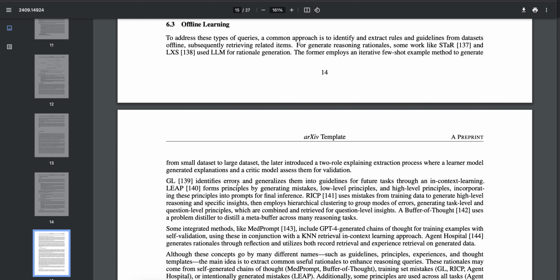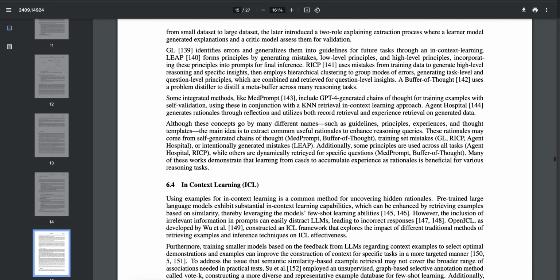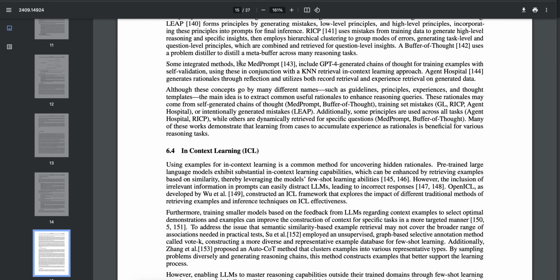Then you have LEAP, then you have GL that identifies errors and generalizes them into guidelines for future tasks through in context learning. Then you have RACP that uses mistakes from training data to generate high level reasoning and specific insights, right? You also have some integrated methods like MedPrompt that include GPT-4 generated chains of thought for training examples with self validation. So it's a very good approach, I would say.